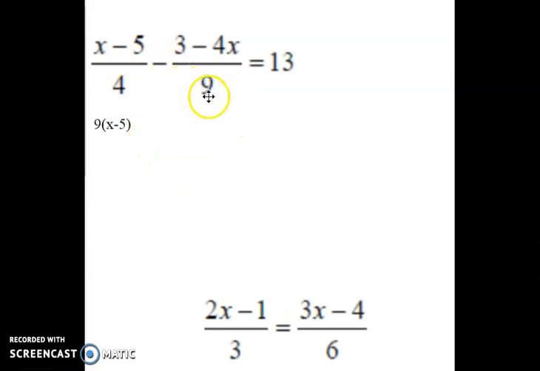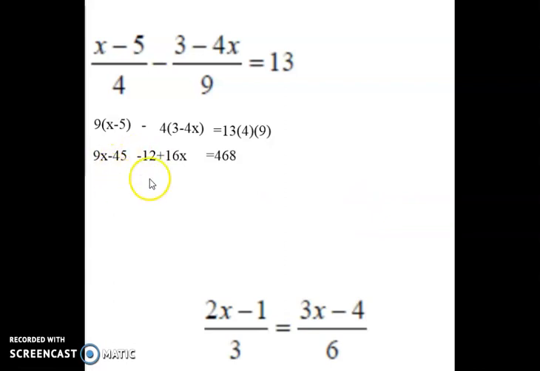For this one, I must multiply by 9, but then I must still multiply by 4. So I'm working with a minus, and then it will be 4 multiplied by 3 minus 4. On the other side, I must multiply by 4 and by 9, so there's nothing to cancel out. So that will give me 9x minus 45. This will give me minus 12 and positive 16x. 13 multiplied by 4 multiplied by 9 gives me 468.